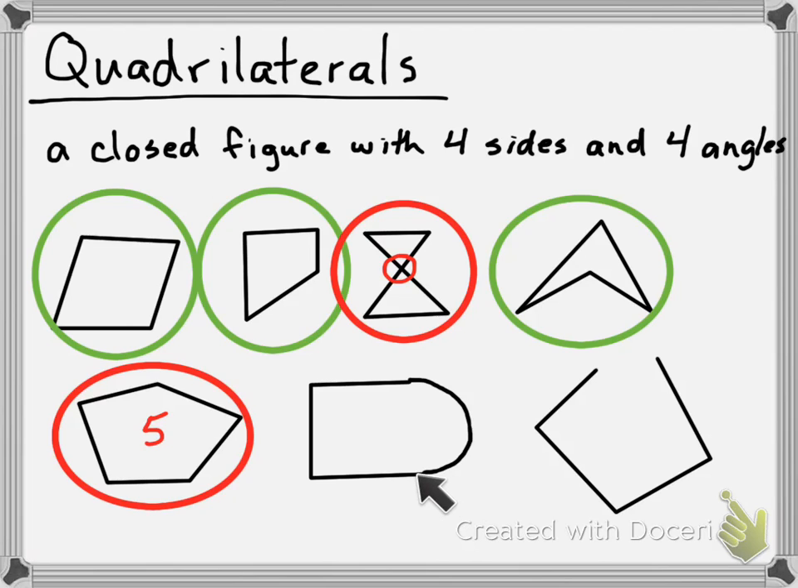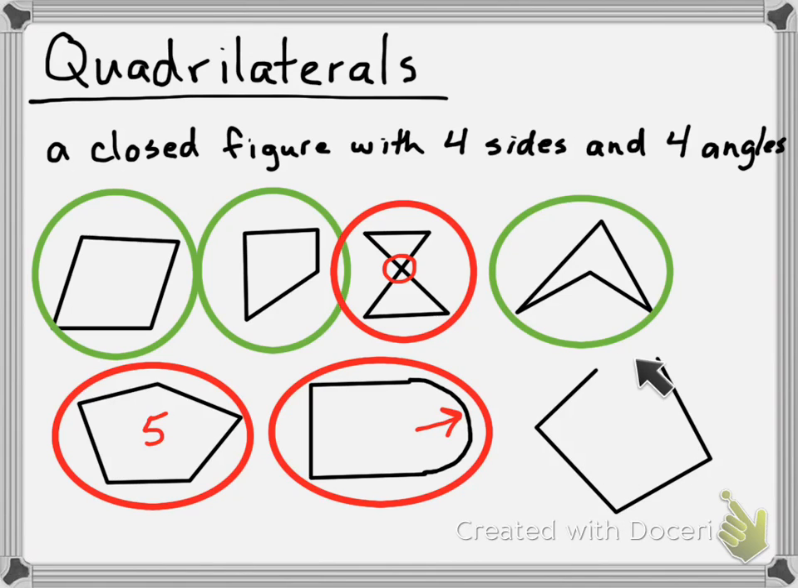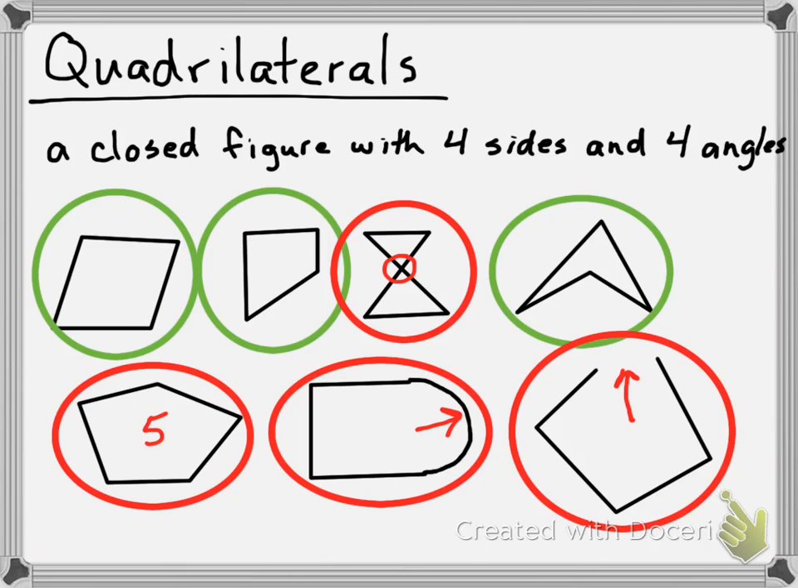The next one, it's got 1, 2, 3, 4 sides, but one of those sides is curved. So that one's not a quadrilateral either. And then the last one, it's got 1, 2, 3, 4 sides, but it only has 3 angles because 2 of those sides aren't touching. So this is not a quadrilateral either because it's an open figure. So it's not even a polygon.